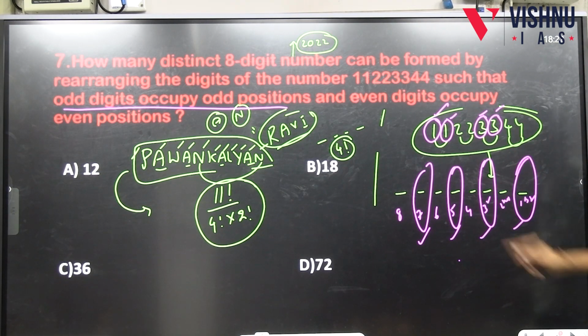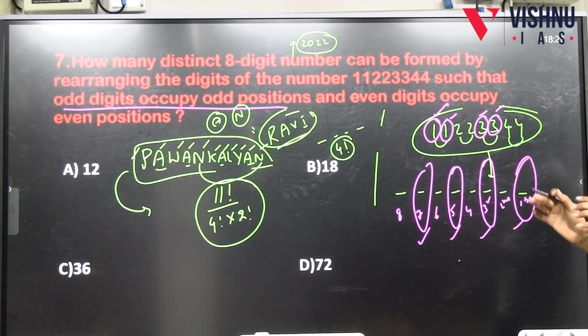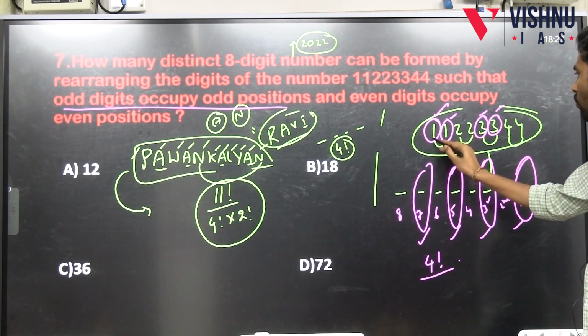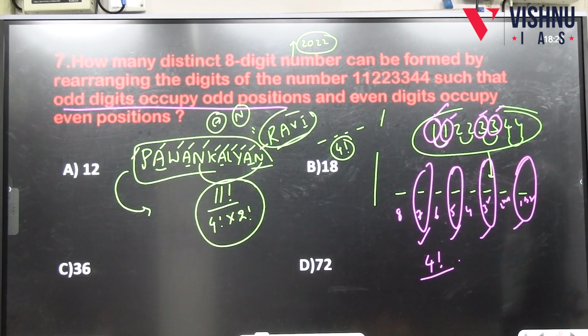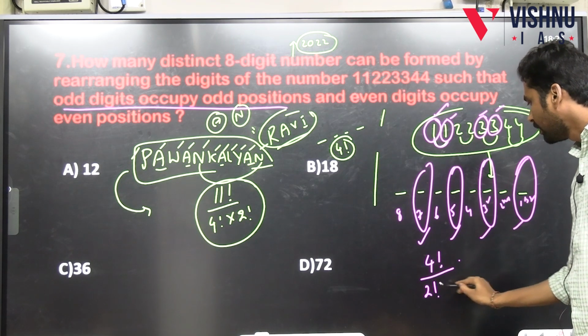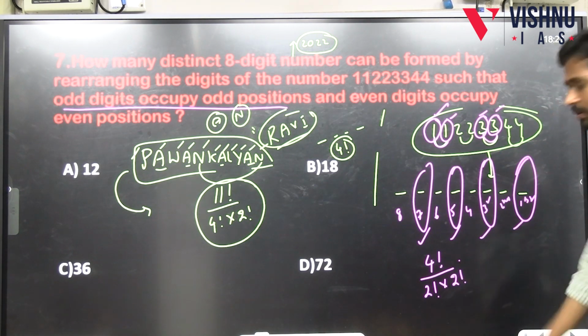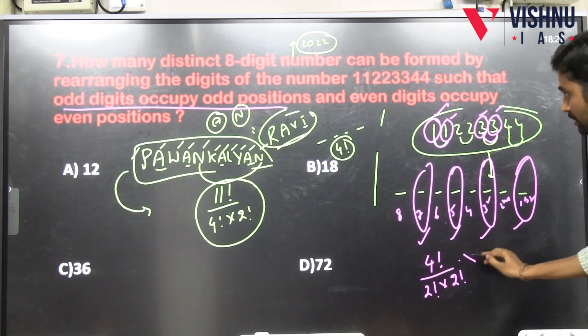Digits are repeating, right? So first of all we take the complete digits. How many total digits are there? 4 factorial divided by 2 factorial, since 1 is repeated 2 times, into 2 factorial, since 3 is repeated 2 times. This is the first condition.